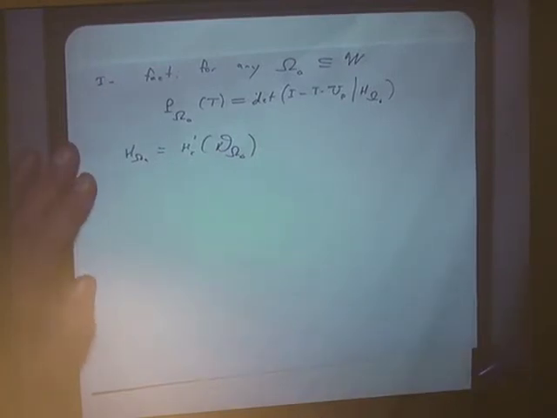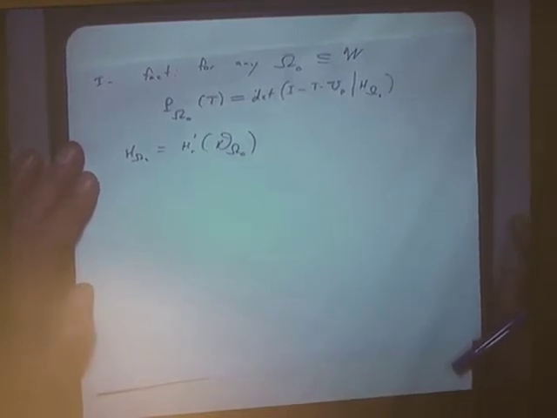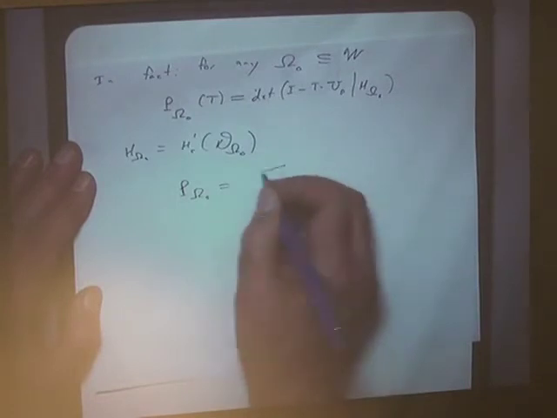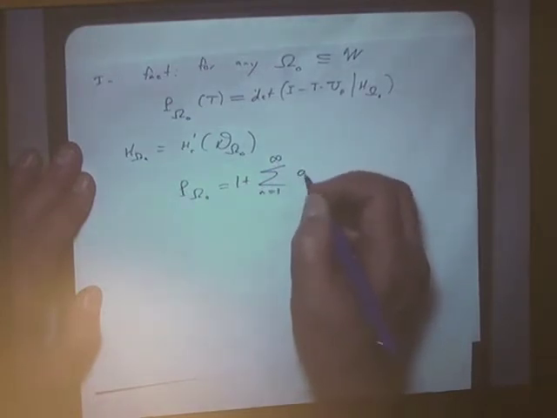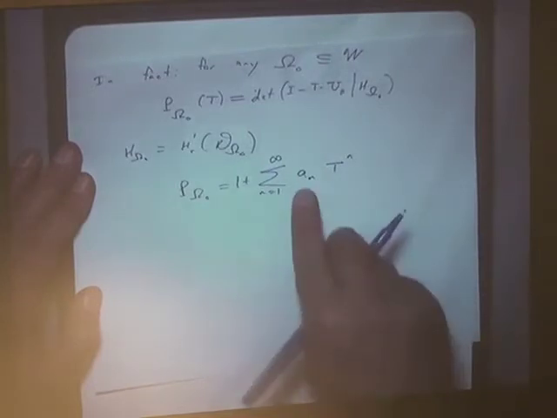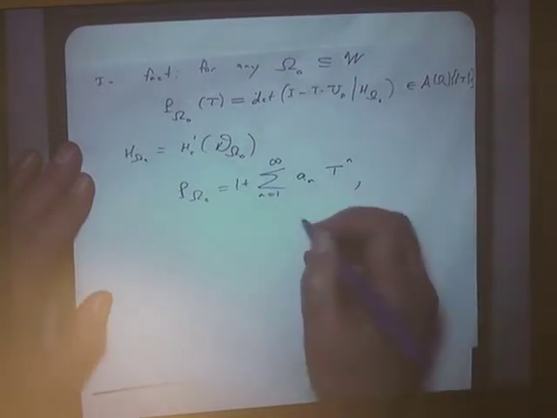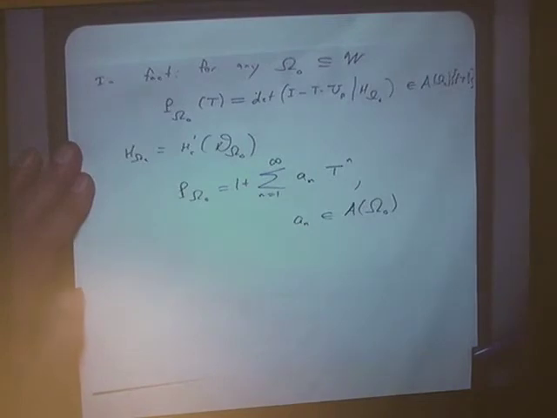Now, because this is defined in terms of the U operator, and because the U operator is defined over Z_p, it has norm less than or equal to 1. The coefficients of this thing, I should say, P_omega_0 will be some series: 1 plus the sum, n equals 1 to infinity, of a_n T^n, where the a_n's live in A(omega_0). So the a_n's are affinoid functions on the affinoid space omega_0.